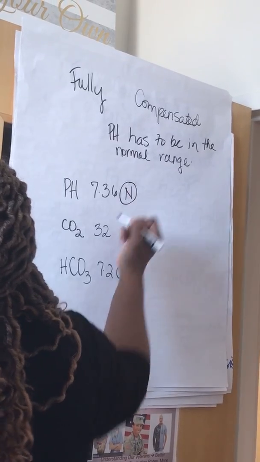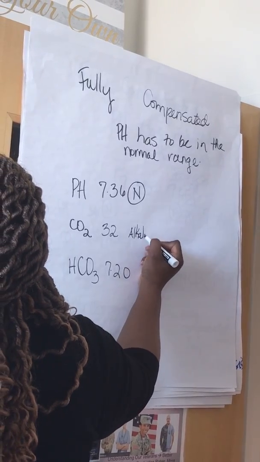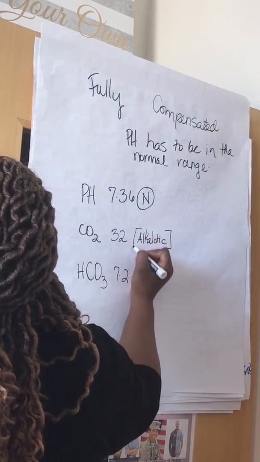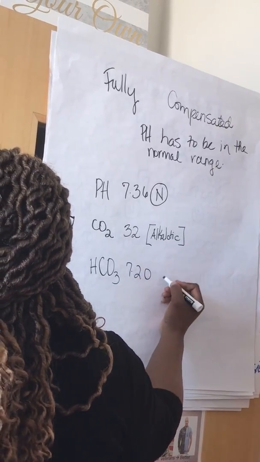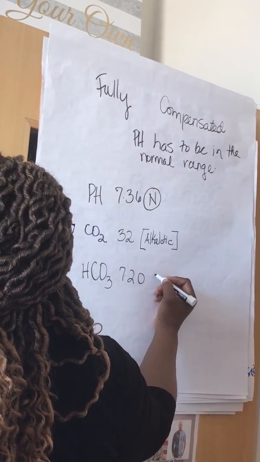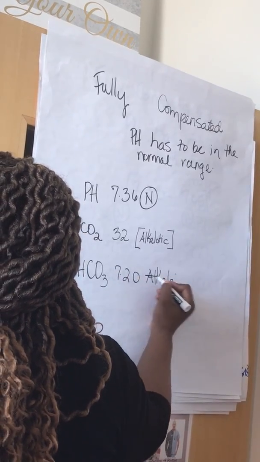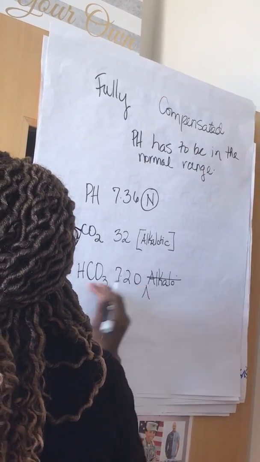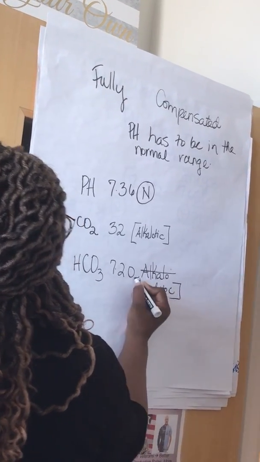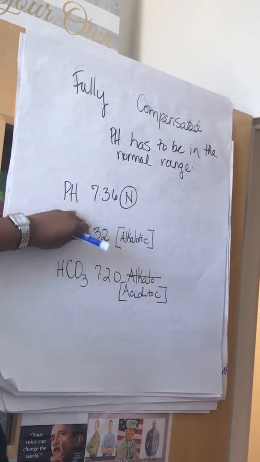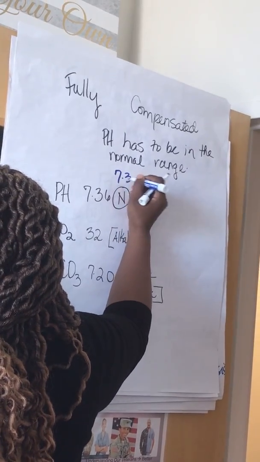pH here is normal. CO2 right here is low, which we know is alkalotic because CO2 is an acid. So the less of it, the more alkalotic the blood. And an HCO3 of 20 is low, and HCO3 is an alkaline, so we know that this is alkalotic. No, it's acidotic because HCO3 is a base, so the less of it, the blood is more acidic, so acidotic. So then we look at the three values right here. We know the pH is normal, but it's normal on the low range, so we know it used to be an acidic problem.